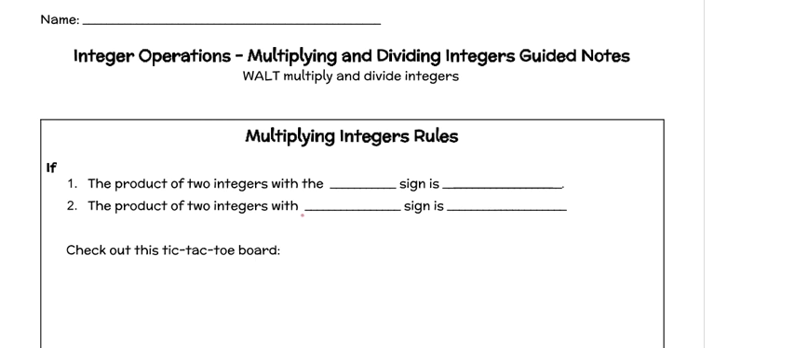So in the multiplying integers rule, the product of two integers with the same sign is positive. What that means, for example, is with the same sign, the product of them, 2 times 3 is still positive 6. Negative 2 times negative 3 is also positive 6. So when they have the same sign, it's positive.